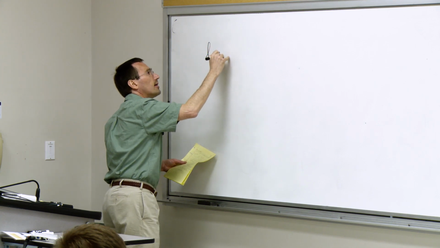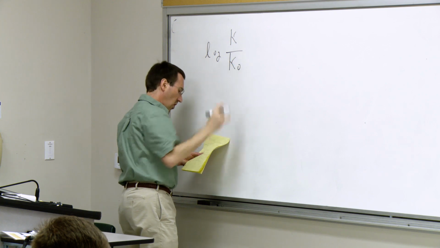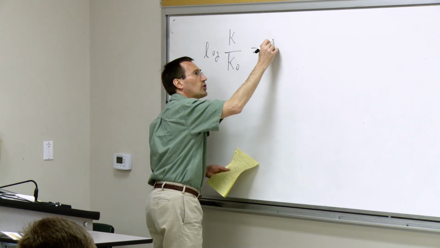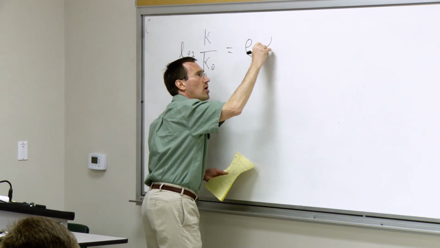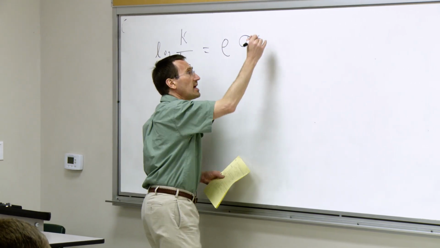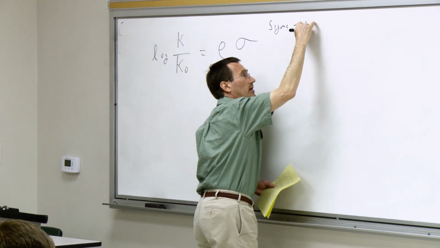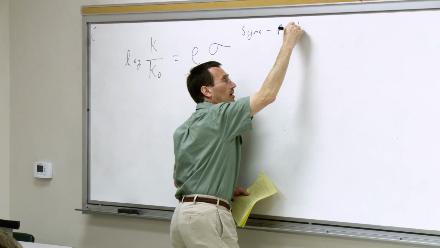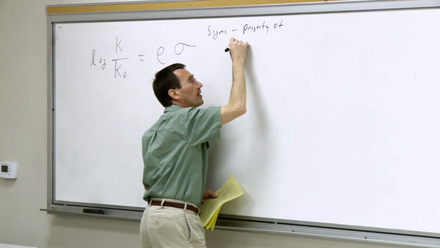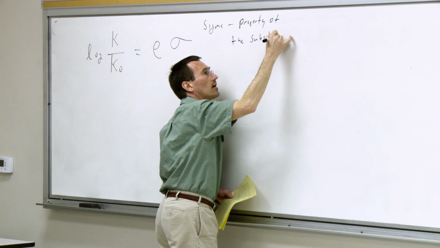Log K for an equilibrium over K naught is equal to rho, and I'm going to tell you about rho in just a second. But sigma here is a property of the substituent.